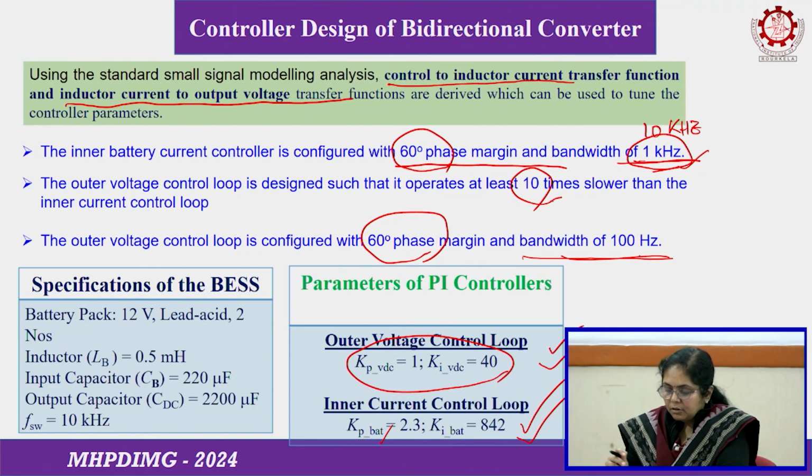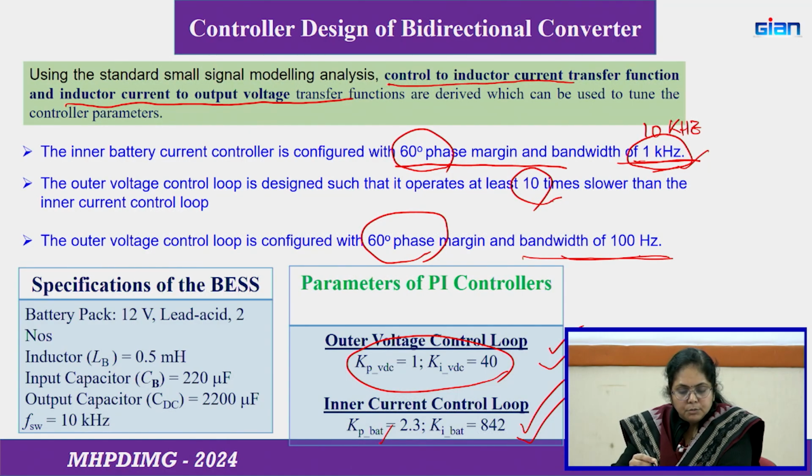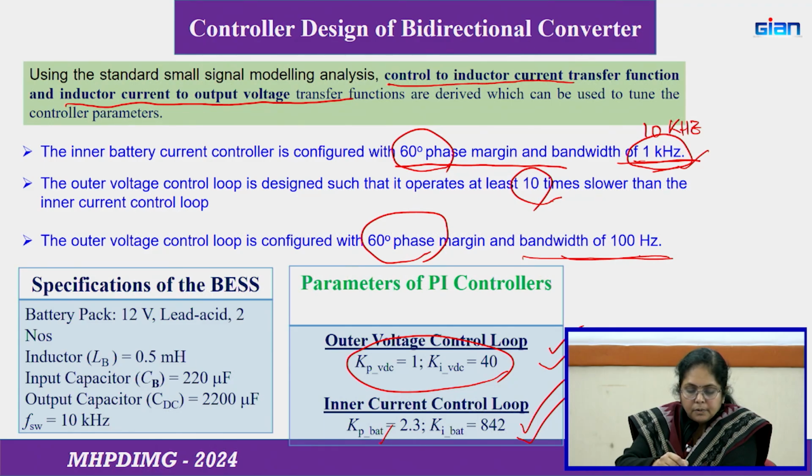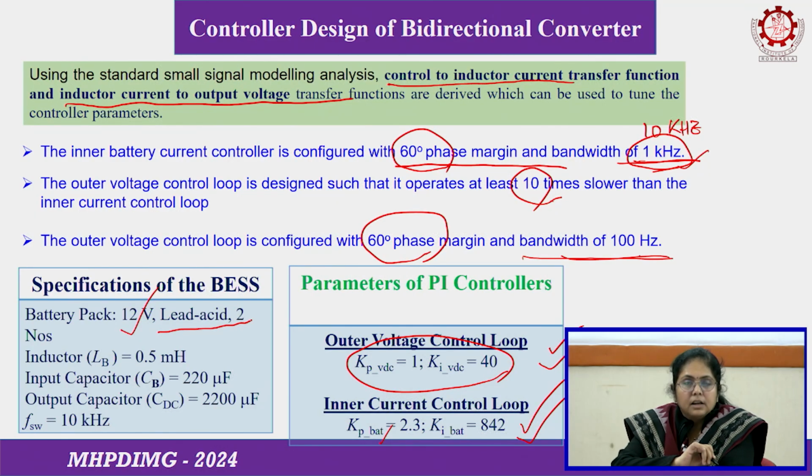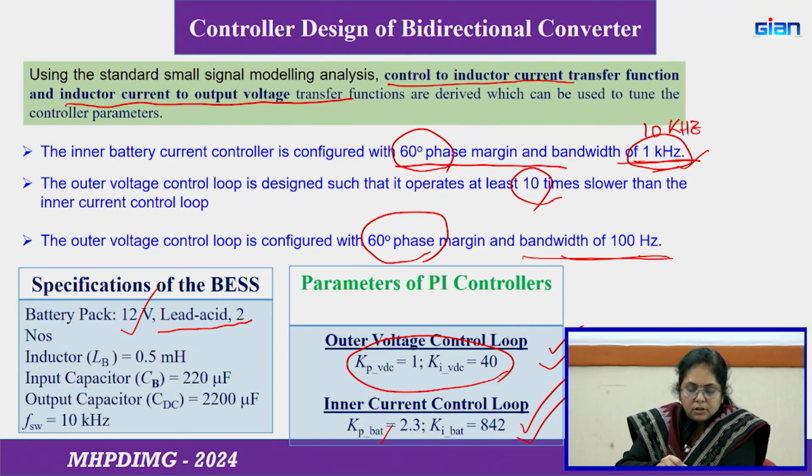So, this is about the first part, when we have designed the converter and put all these values in, we will do the simulation. Here the battery voltage we have fixed to 24 volts. The market available battery is 12 volts, so we are using two 12 volt lead acid batteries connected in series.